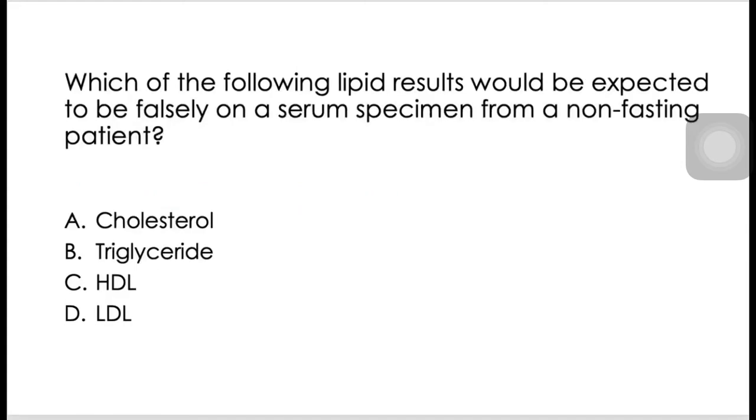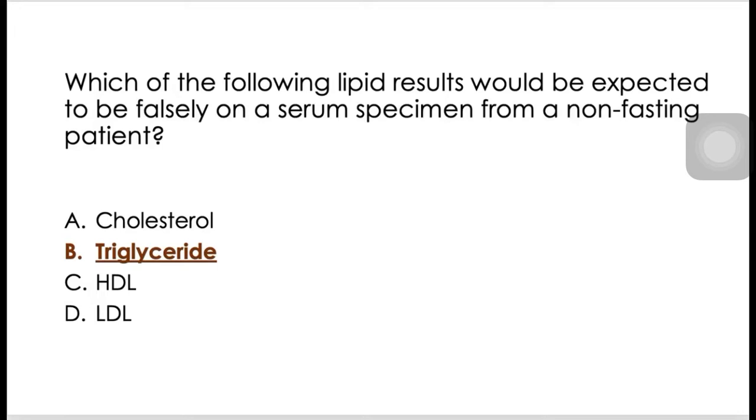Which of the following lipid results would be expected to be falsely elevated on a serum specimen from a non-fasting patient? Alin daw po sa mga ito, no, ang magkakaroon ng erroneous result in a non-fasting patient? So we have letter B, triglycerides, no? Because triglyceride, po, is affected by food intake. So food intake can cause false increase, no, in the triglyceride measurement, while cholesterol is less affected by recent meal ingestion. No?